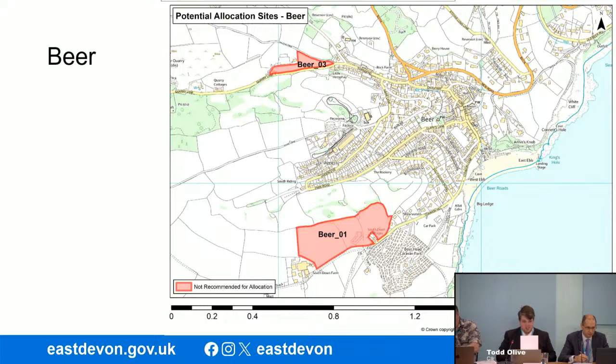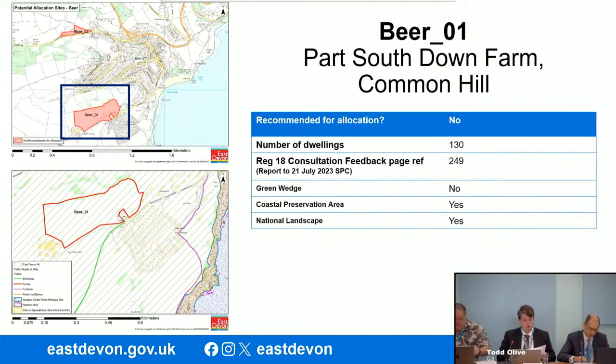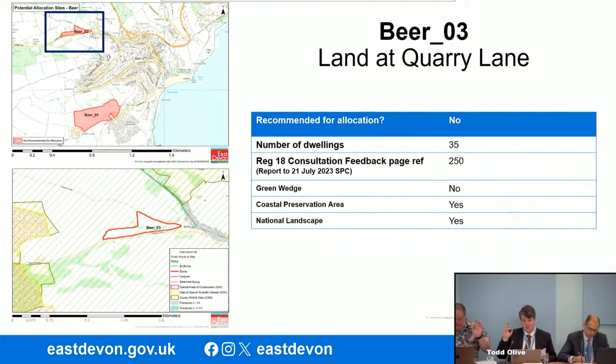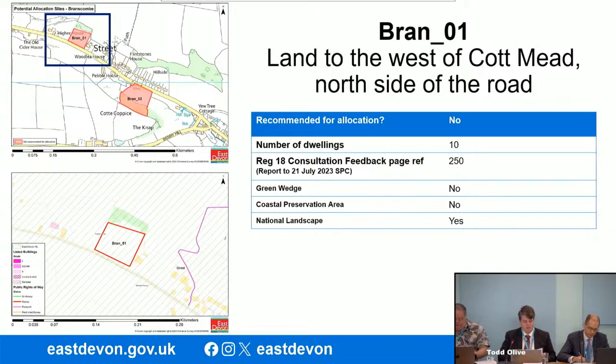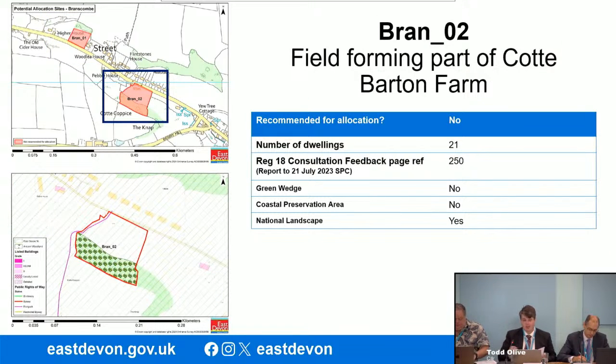5 votes then. The proposal is to move on from Beer 01. Those members in favour? That's unanimous. The proposal is to move on from Beer 03. Those in support? That's unanimous. The proposal is to move on from Bran 01. Members, those in favour? That's unanimous. The proposal is to move on from Bran 02. Those in favour? That's unanimous.